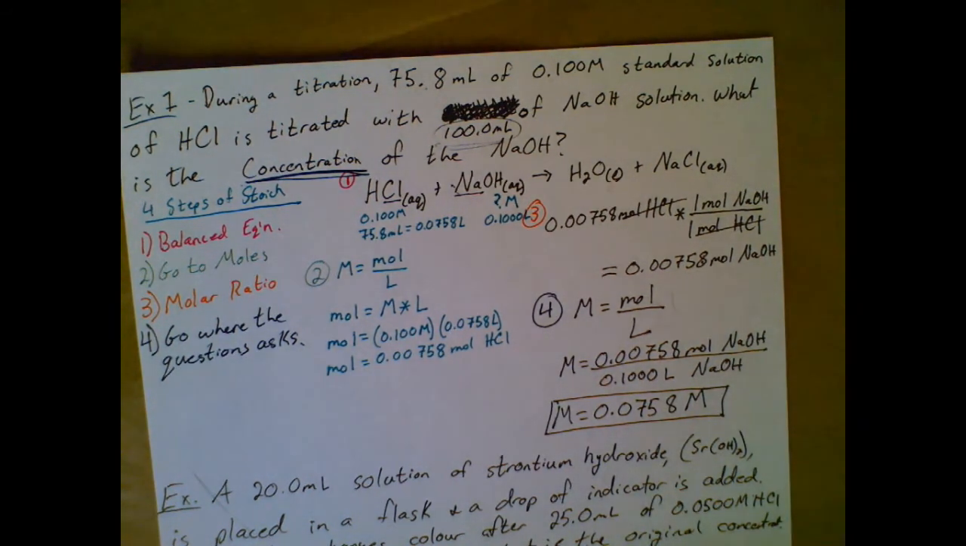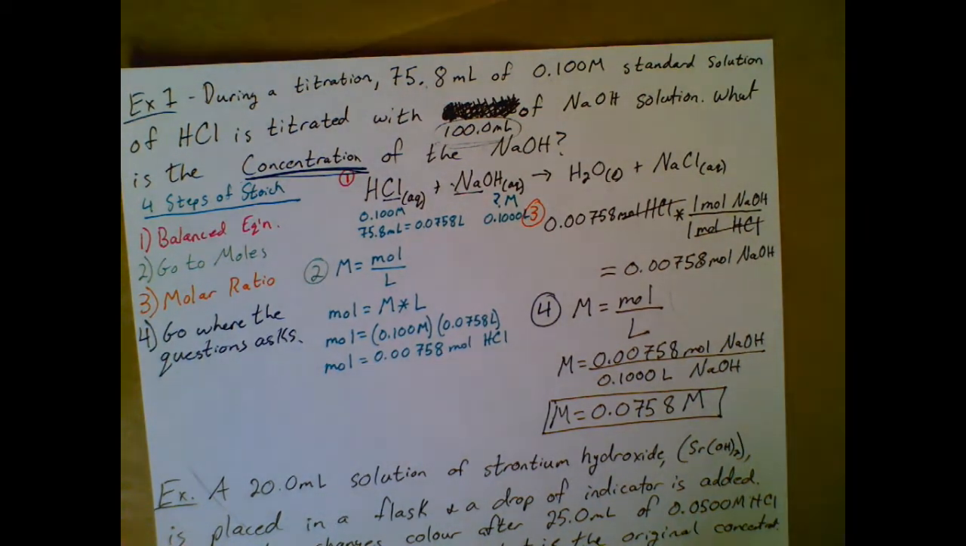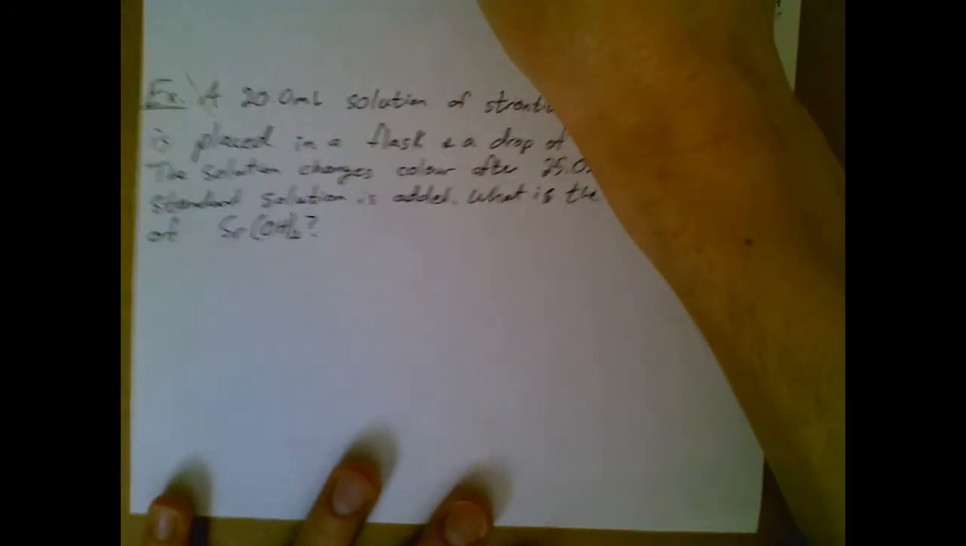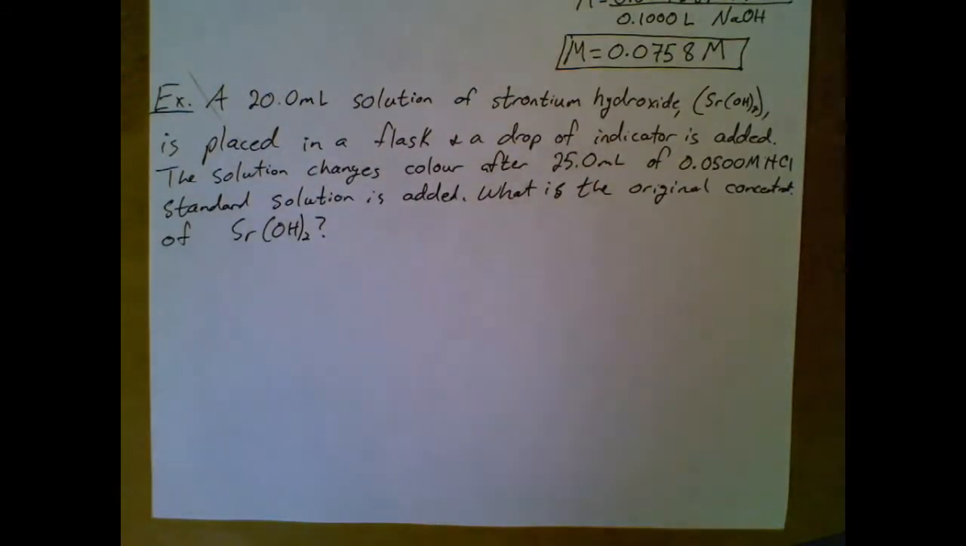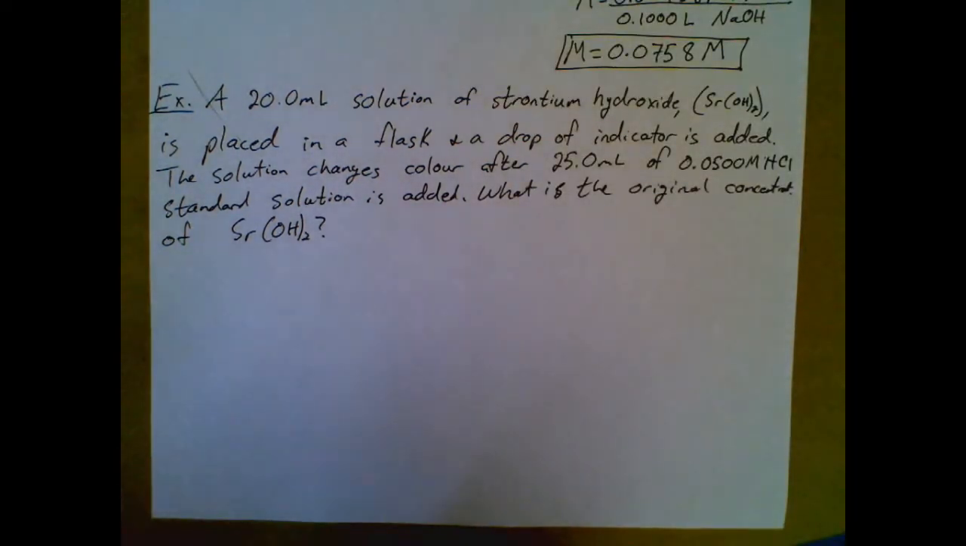That's my concentration of sodium hydroxide. Now, hopefully this isn't a huge shock to your system, because really we're just doing stoichiometry. We're not doing anything really new. In fact, after completing equilibrium, looking at a titration problem is hopefully almost relaxing at this point. So let's work through one more example. We're going to do the same exact steps: balanced equation, go to moles, molar ratio, go where the question asks.